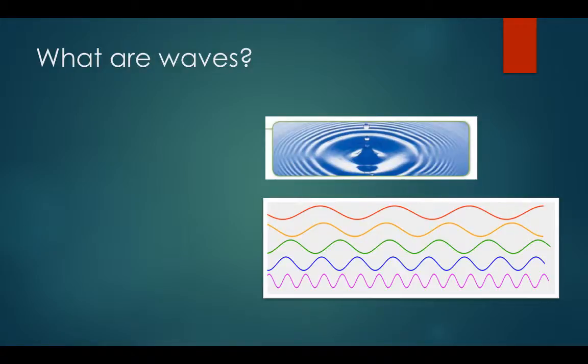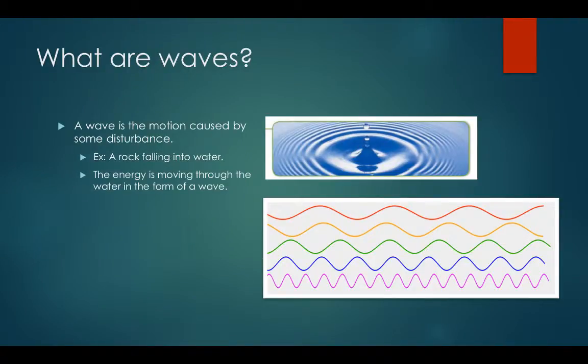Okay, well first off, what are waves? Well, most of you guys know what they are intuitively. You know what they are because you've probably seen them before, you've heard them talked about before, but we're going to go into some more detail about what they are. Basically, a wave, according to physics, is motion caused by some kind of a disturbance. So like a rock being tossed into the water would create waves because it would cause a disturbance like the one you see right here.